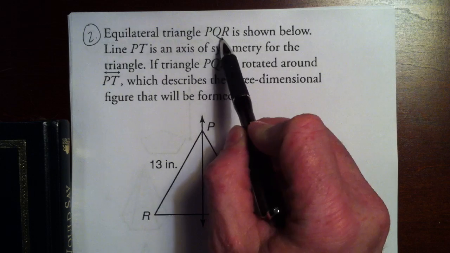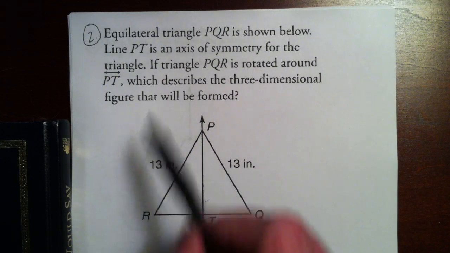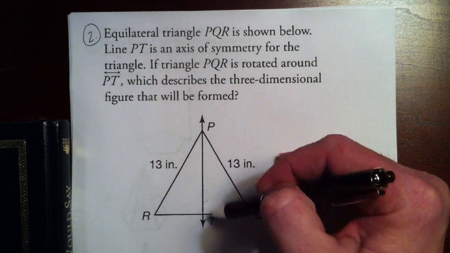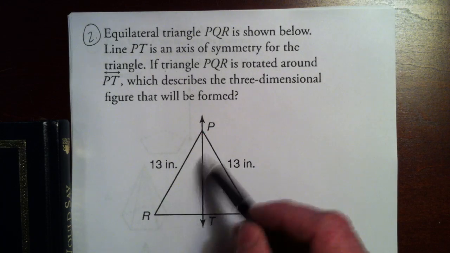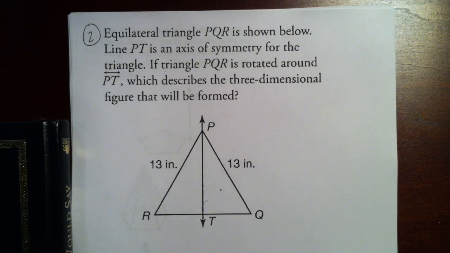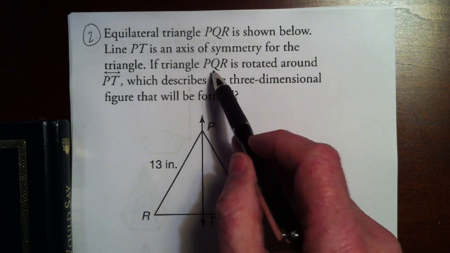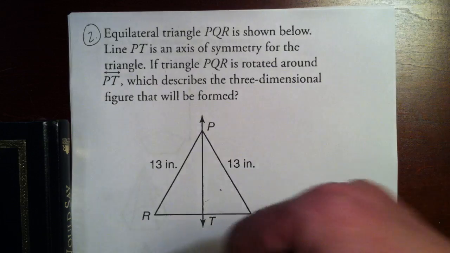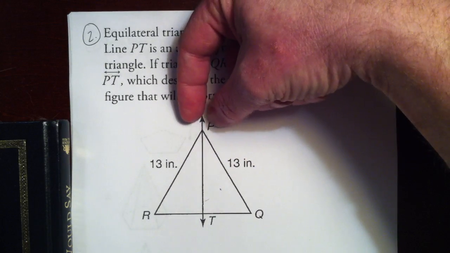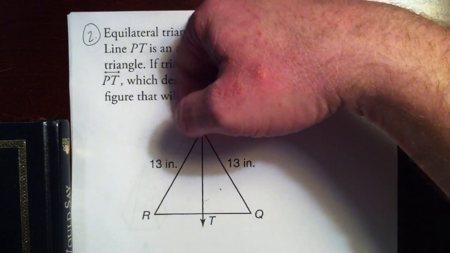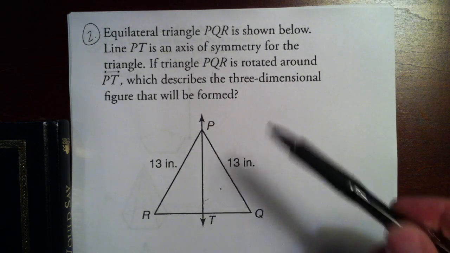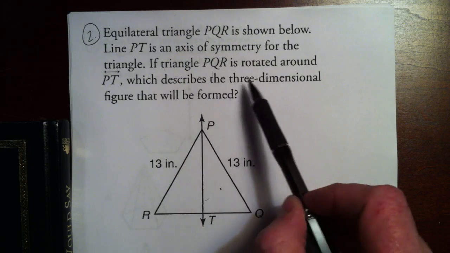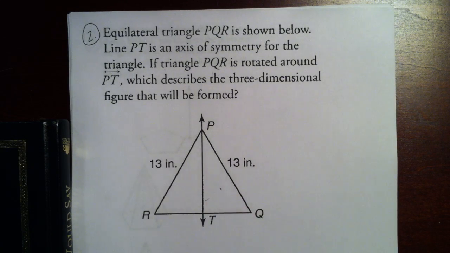Equilateral triangle PQR is shown below. Line PT, which is the one right down the middle, is the axis of symmetry for the triangle. In other words, everything on this side is exactly the same as it is on that side. If triangle PQR is rotated around PT, in other words, if I could take my fingers right here and spin this real fast, what would that look like? That guy going around and around. If it's rotated around PT, which describes the three-dimensional figure that will be formed?